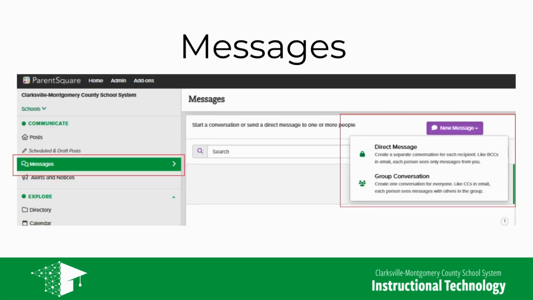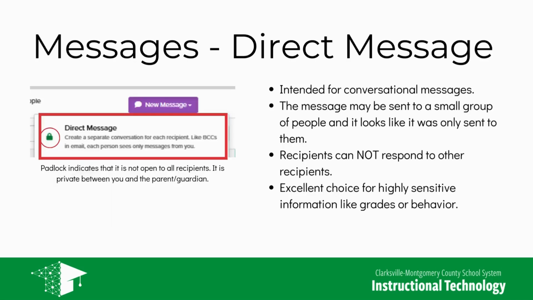Two other ways that you can send communication to the families is through messages. Messages are broken down into two types, a direct message and a group conversation. I like how ParentSquare has given us a really clear definition of what these mean. With direct message, it means that you're creating a separate conversation for each recipient. It's like a BCC in an email. Each person sees only the messages that you sent.